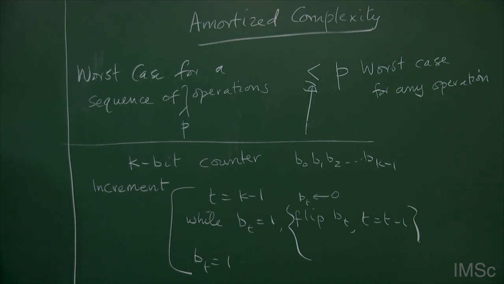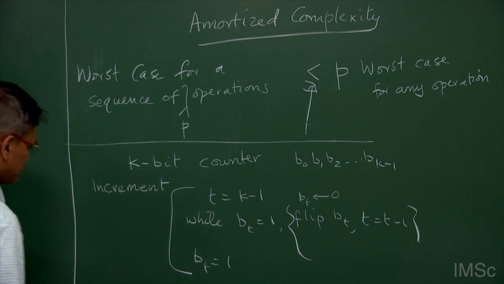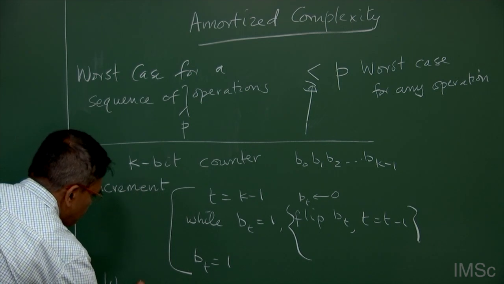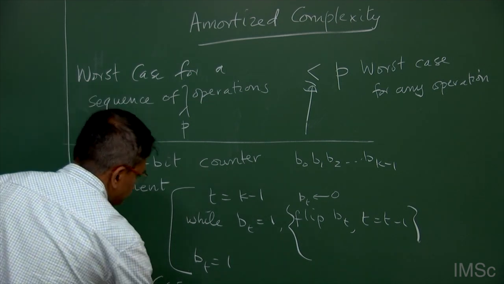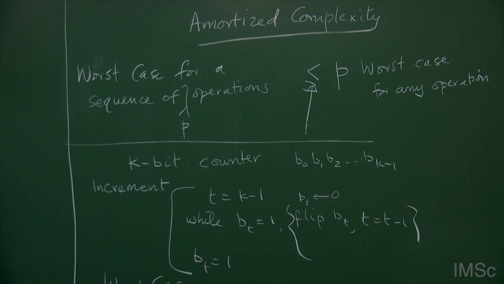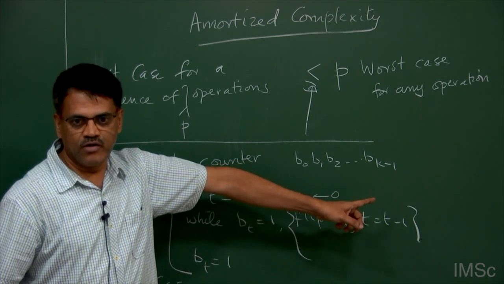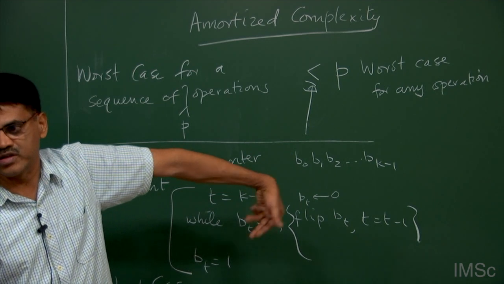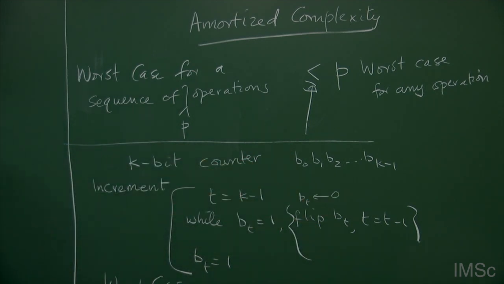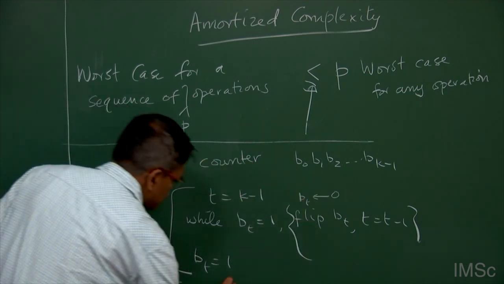Now, how much time does this take in the worst case? Let's say time is how many times I'm flipping a bit. In the k-bit counter, if it is 0, 1, 1, 1, 1, 1, 1, 1, I would have changed all the ones to 0 and changed the 0 to 1. So how many flips? k flips. So in the worst case, k flips.